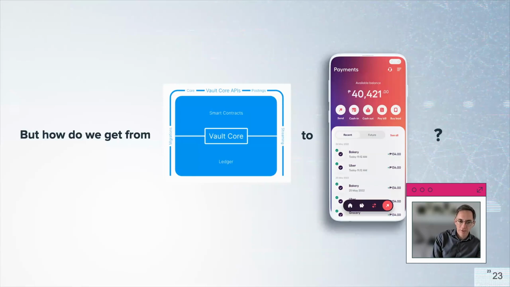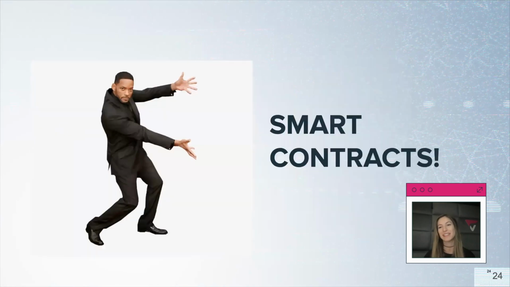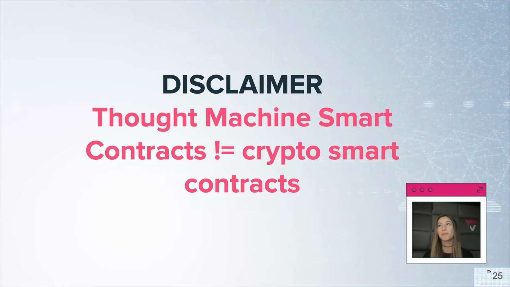So now we know that the product is within Vault, but where is the actual product logic written, Veronika, and how do you define it within the Vault core? Yeah. So, of course, somehow you need to get from having the core banking system to actually having a working app which people can use, and the logic of the product needs to be implemented somewhere. And that's exactly what the smart contracts by Thought Machine are for, and we also use them to implement the bank product.